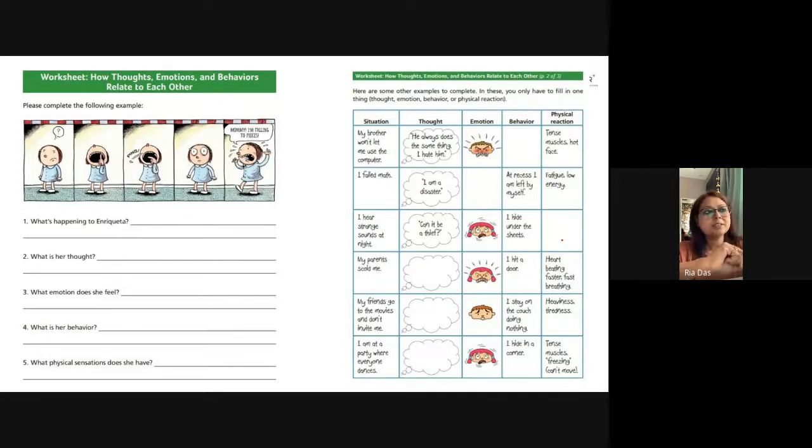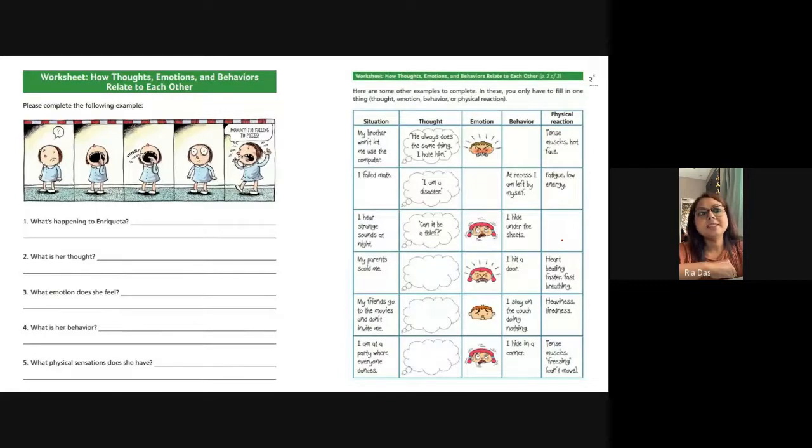Okay, next one is I failed maths. The thought process is I'm a disaster. What can be the emotion here? Can you fill it up? Fear, hopelessness, all these can be emotions. Sadness, yes. Even anger sometimes, that why am I not being able to do it? Okay, there can be more than one emotion as well.